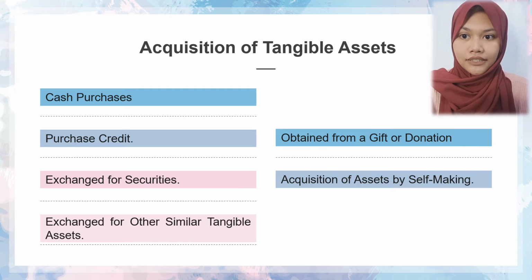That is, new assets are capitalized with an amount equal to the price of the old asset plus the money paid. E. Obtained from a gift or donation, also called a non-reciprocal transfer because of a one-way transfer. And F. Acquisition of asset by stock-making. For example, building, tools, and furniture.